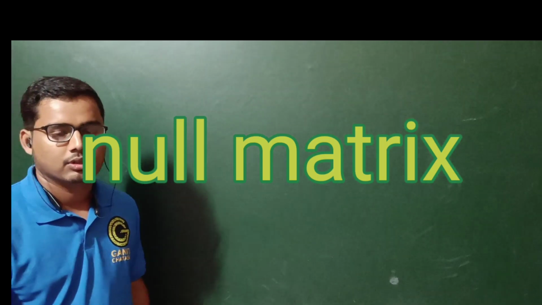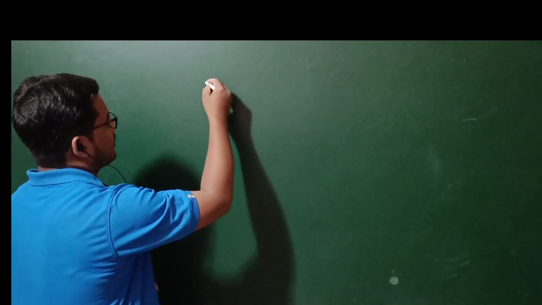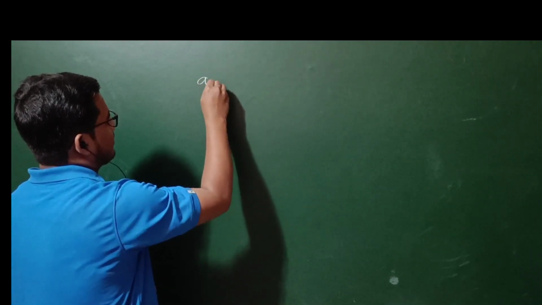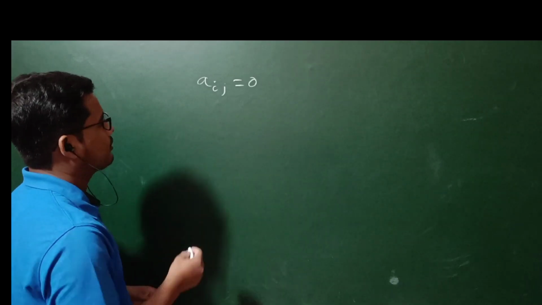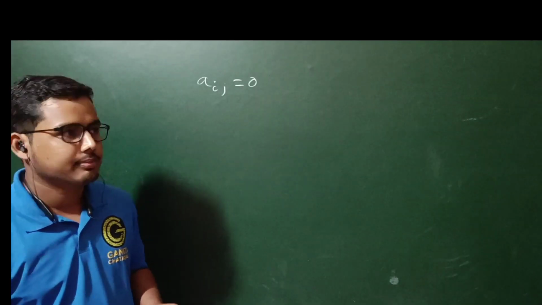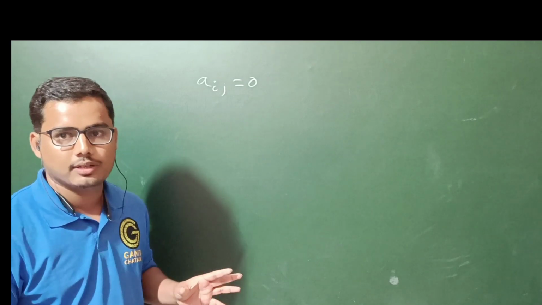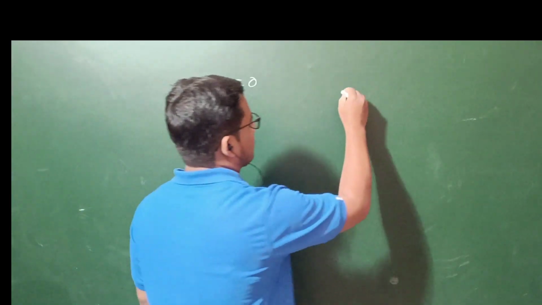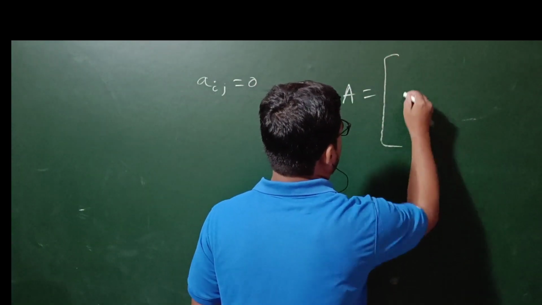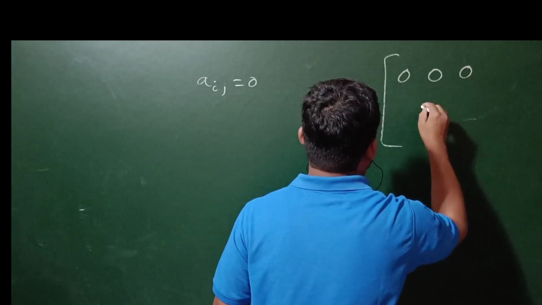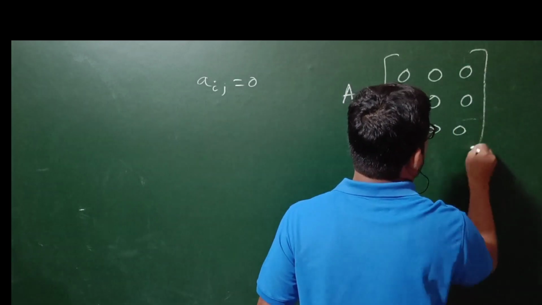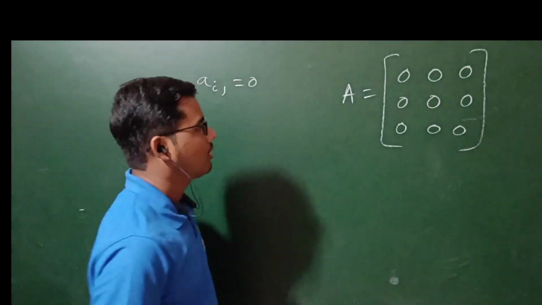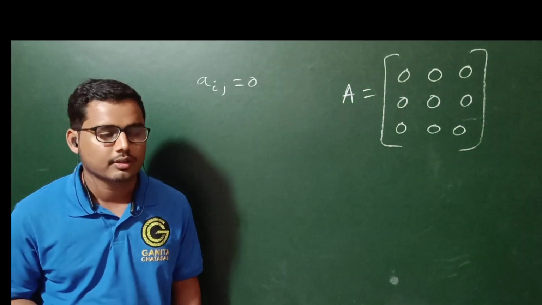Then the null matrix. What is a null matrix? Suppose A is a matrix. If Aij is equal to 0, then the matrix is called a null matrix. That means all the elements of the matrix are 0. Suppose A is a 3 cross 3 matrix. This is called a null matrix.